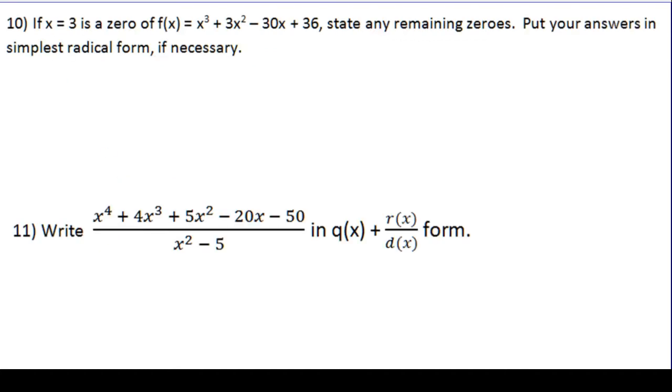Problem number 10. They're giving us one of the zeros. They're telling us that x equals 3 is a 0. And they're saying based on that, state all of the remaining zeros, and if it's necessary, put our answer in simplest radical form.